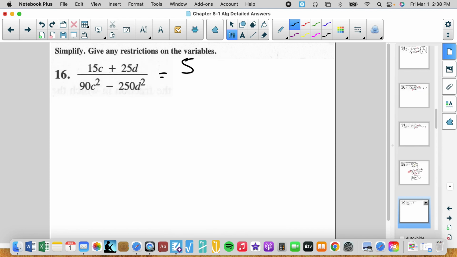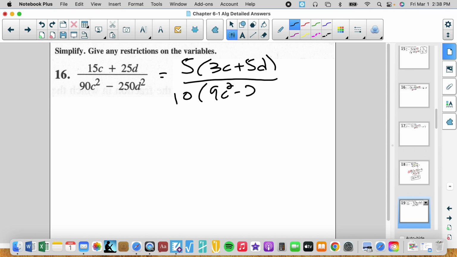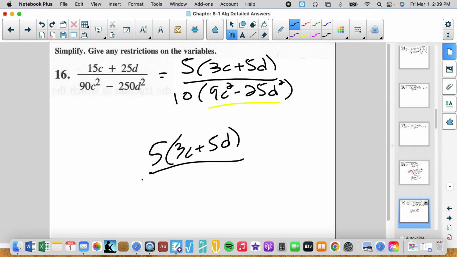We'll factor out a 5. That is going to give us 3c plus 5d. That is the difference of squares. Now we can factor. Let's factor a 10 out of there. And we get 9c squared minus 25d squared. Now this is the difference of squares. So we have 5 times 3c plus 5d over 10 times the quantity 3c minus 5d, 3c plus 5d.